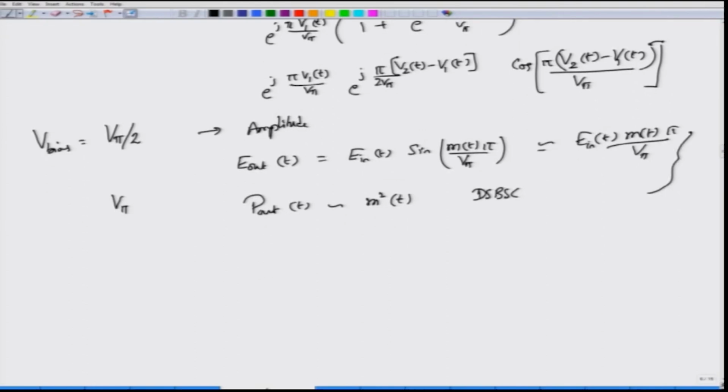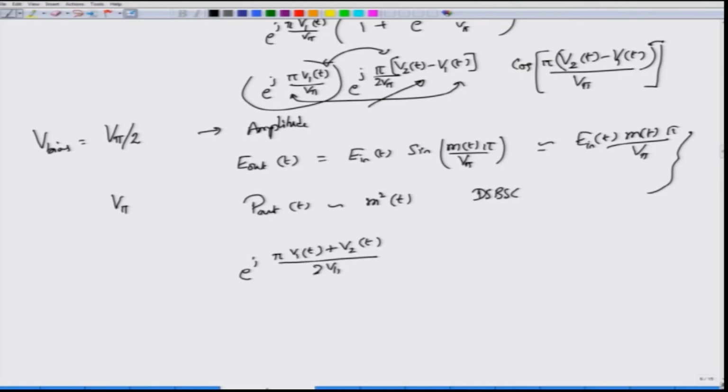But one thing I would like to talk about before we close the module is this expression, right. If you look at this expression, you can forget that this is a common factor, but then you will see that there is this particular term, right. This term gives you an overall phase shift. You have to combine both terms, and you will get e to the power j pi (V1 of t plus V2 of t) divided by 2 V pi.